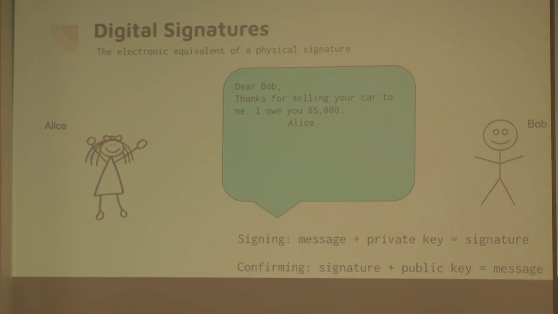And this is the way it works. So we have Alice and we have Bob. Those are typically the two characters that are used in this context. Okay, so Alice buys a car from Bob, and she's sending him an IOU, and she says, "Dear Bob, thanks for selling your car to me. I owe you $5,000. Alice."